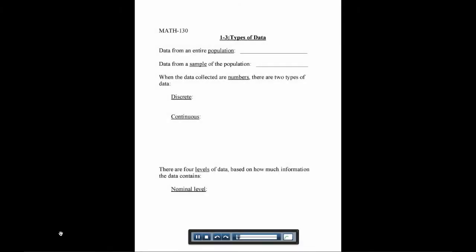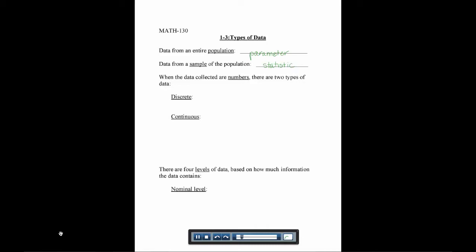In section 1.3, we're going to talk about different types of data. How can we talk about data in different ways? If we have data from an entire population, so whatever your population is, if you asked every single person or every single thing and you got data from it, that's called a parameter. Now, if you only got it from a sample, which will happen more likely, that's called a statistic. So the difference between a parameter and a statistic: a parameter is coming from the entire population, and a statistic is just coming from a sample.